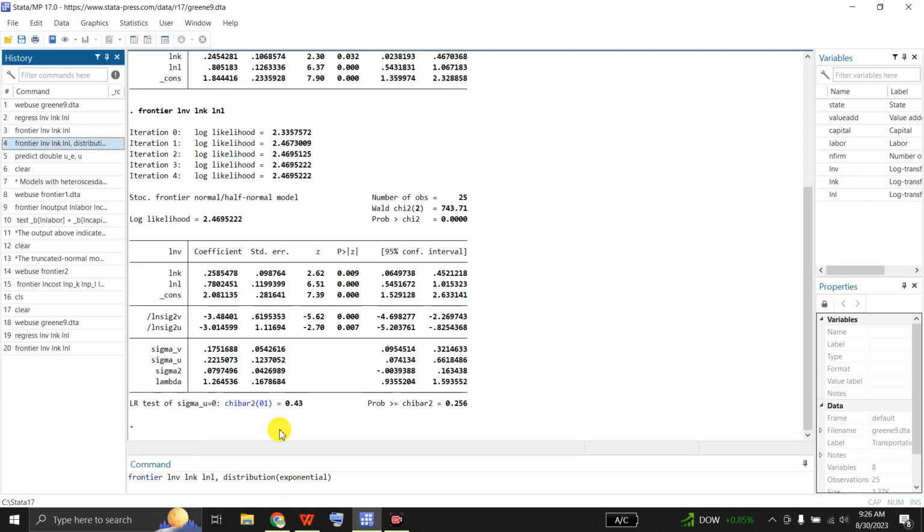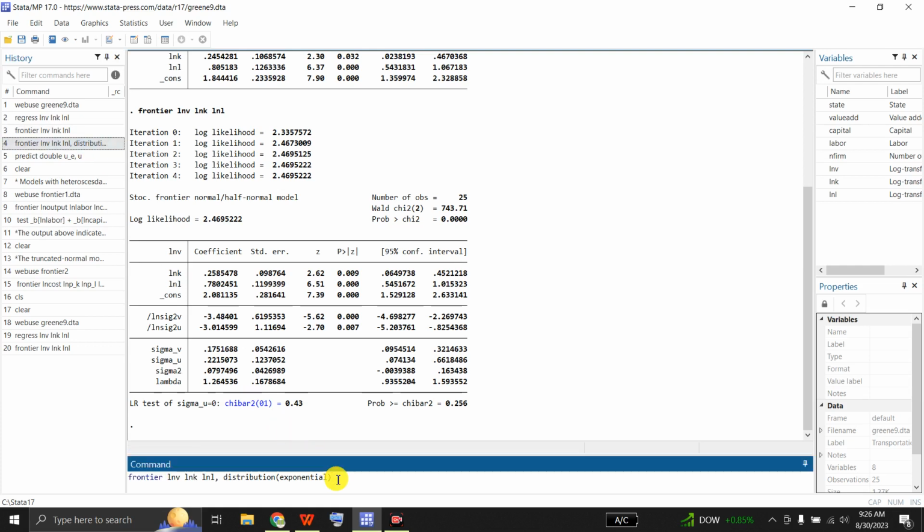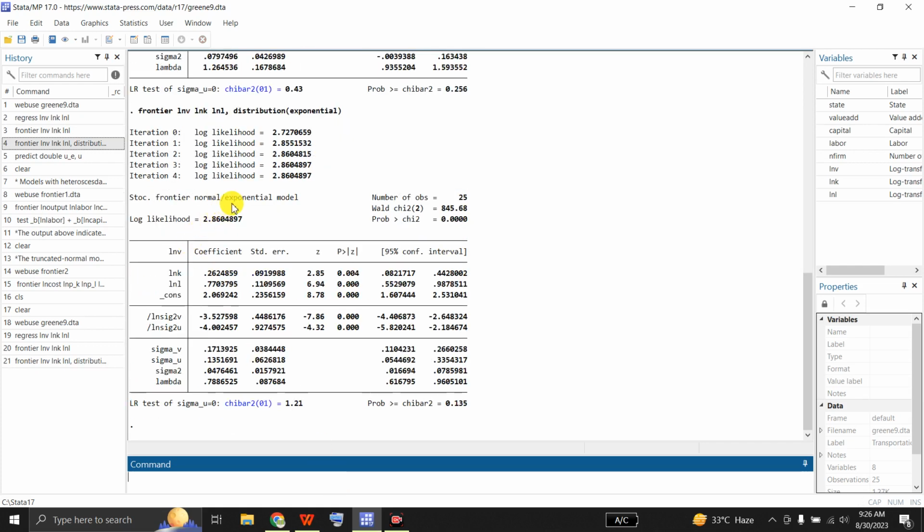After this, I'll estimate another model with exponential distribution. So the first one was a half normal model, and now we have the exponentially distributed model, and this is the output of the exponential model. Again, this is the number of observations. This is the Wald chi-square. This is the p value, and these are the coefficients of log transformed capital and log transformed labor. This is the constant. Again, there are those statistics that I'll explain later on.